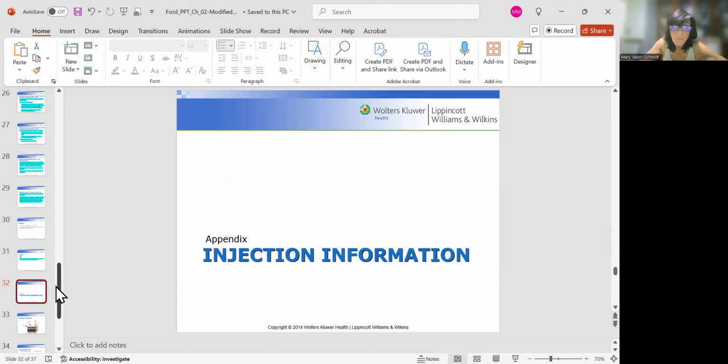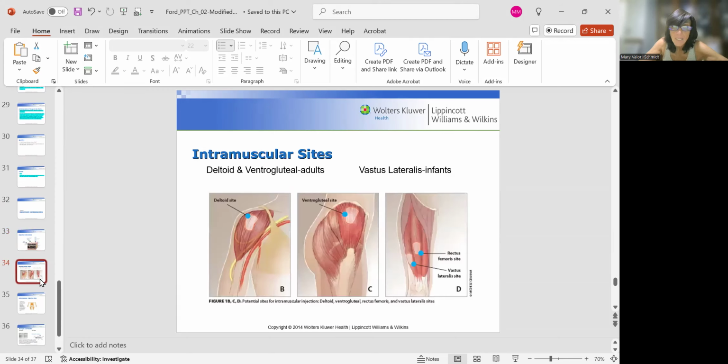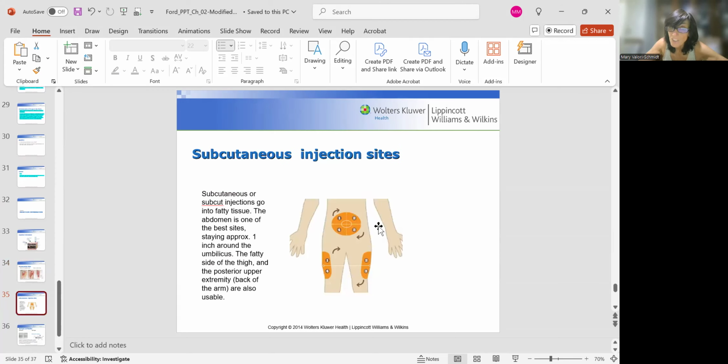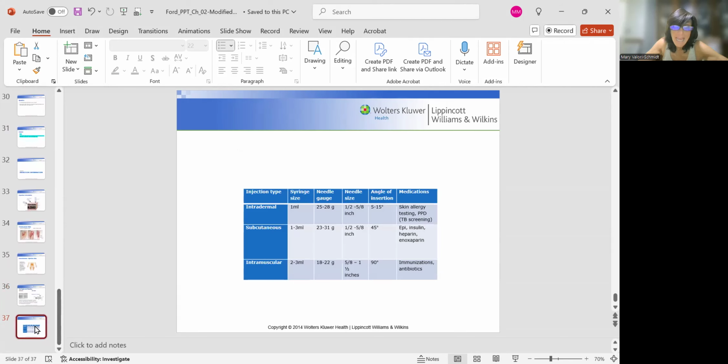At the end of this PowerPoint, there is some real handy injection information. It shows you the needle angles. There's 5 to 15, 45 for sub-Q, 90 for IM. It shows you the sites. There's the deltoid, ventrogluteal, and the vastus lateralis for infants. Subcutaneous injection sites, where fatty tissue is, like for insulin. Needles, the anatomy of a syringe, so that you know what you're looking at. And there's a nice little chart with the different sizes, and you need to understand that, okay?